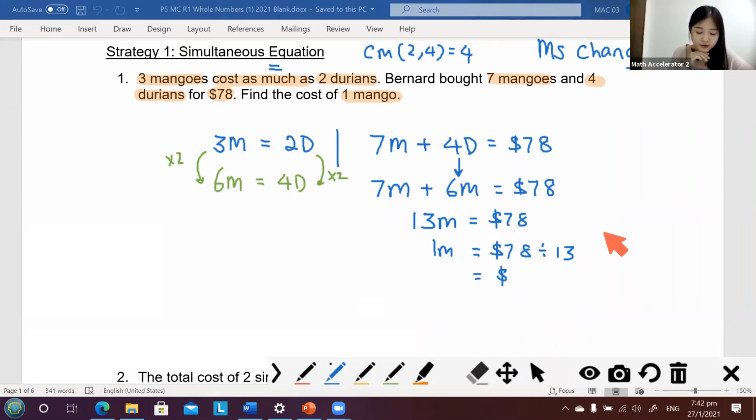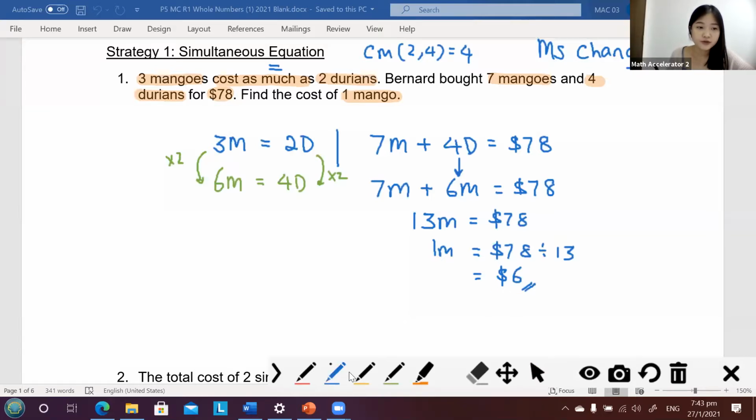Can you calculate this for me? What will you get? You can use your calculator. Okay, $6, yes. So the final answer will be $6.